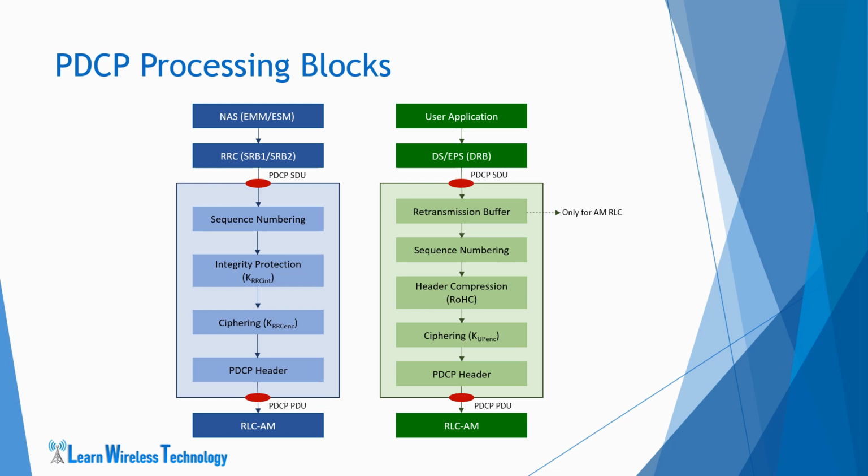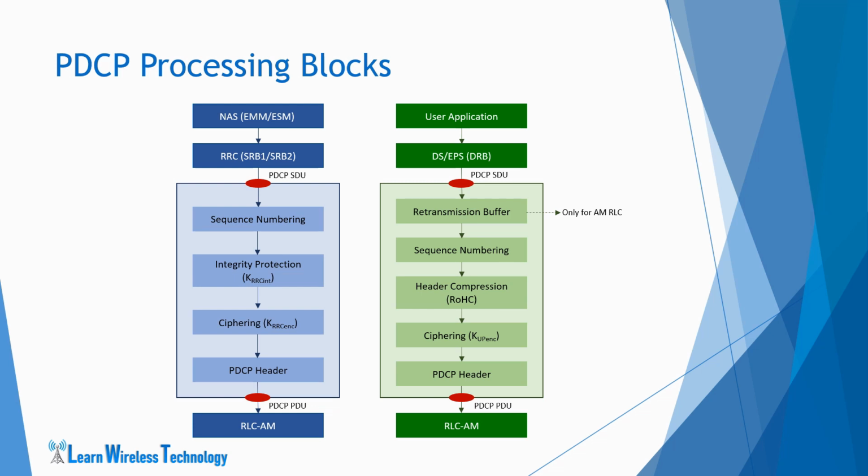Now the SDUs are processed as they move further through the blocks that follow. The SDUs are integrity protected and ciphering is applied. After that, the PDCP header is added to the SDU, which results in a PDCP PDU. The PDUs are delivered to the RLC layer for transmission over the air.